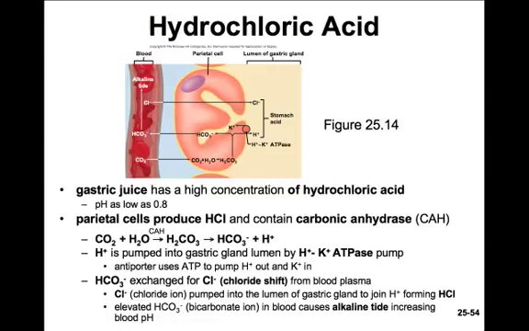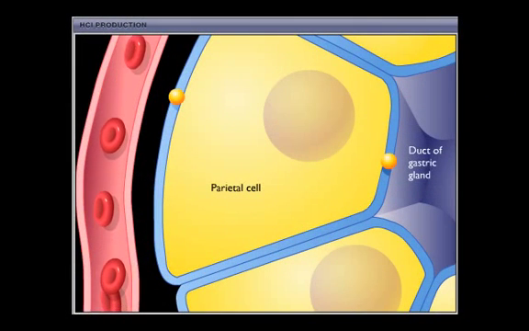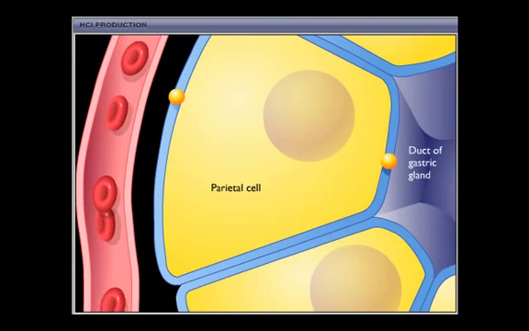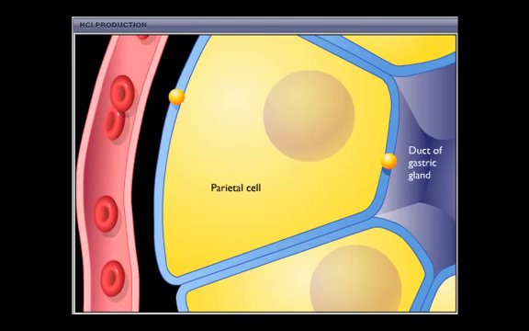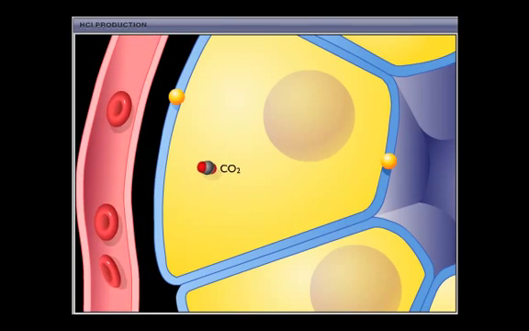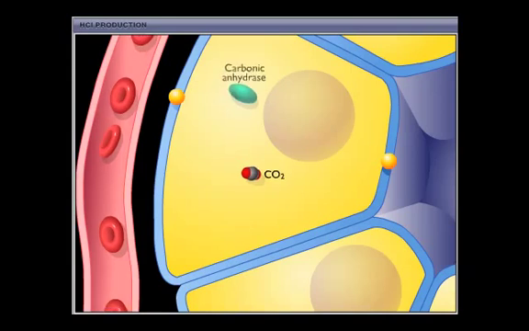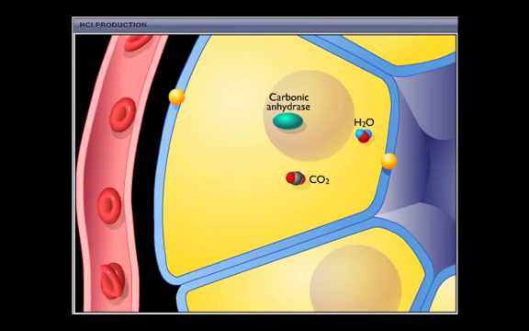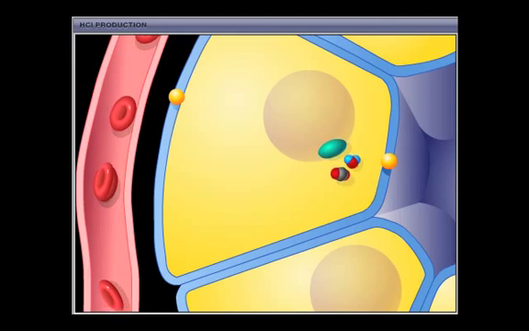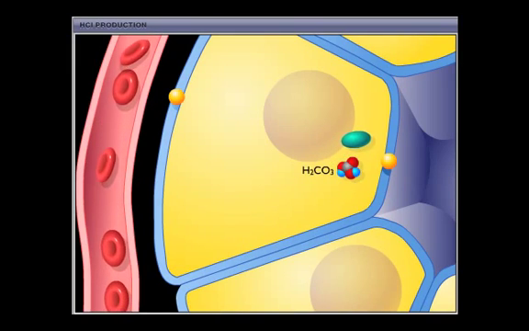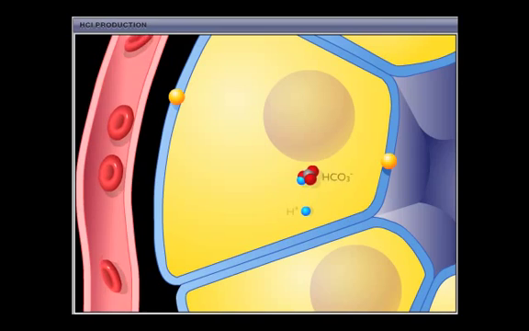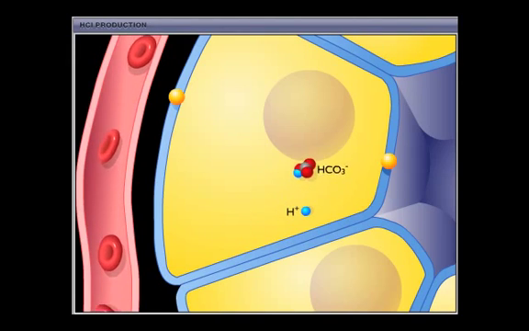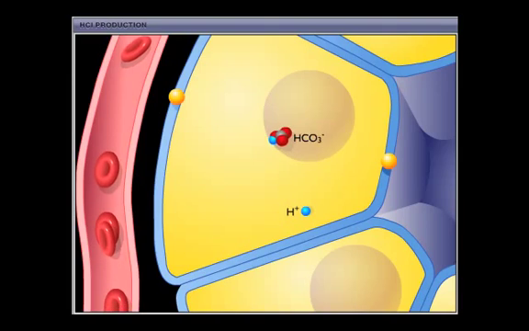The following animation will show you how hydrochloric acid is secreted into the lumen of the gastric gland. Hydrochloric acid is produced in parietal cells located in the gastric glands of the stomach lining through a complex series of reactions. Carbon dioxide diffuses into the parietal cell, and the enzyme carbonic anhydrase catalyzes a reaction between the carbon dioxide and water to form carbonic acid. Carbonic acid dissociates into bicarbonate ion and hydrogen ion, and the bicarbonate ion is transported back into the bloodstream.